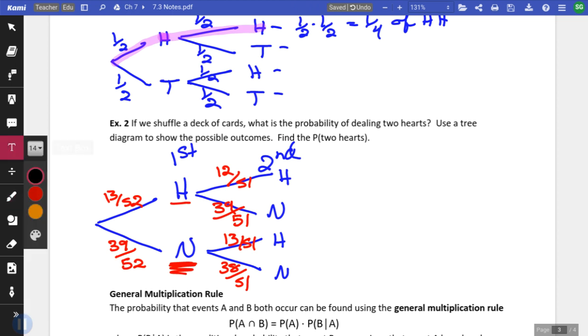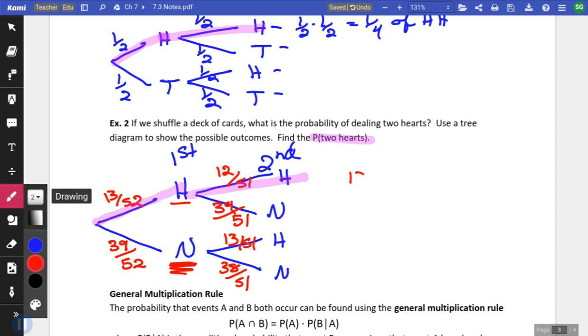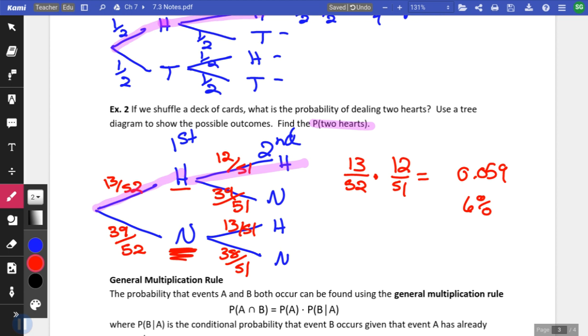So if we wanted to find the probability of 2 hearts, we got to get a heart on the first card and a heart on the second card. So that is 13 out of 52 times 12 out of 51, which as a decimal is about 6%, 5.9%. Okay, so not a very good chance of picking out 2 hearts. All right, so that's an advanced tree diagram, and you can use that to find any combination of things that you want.